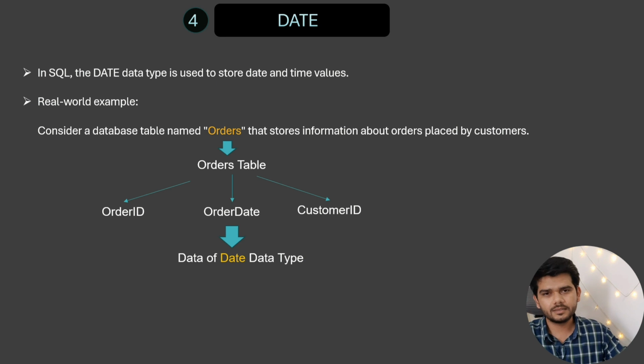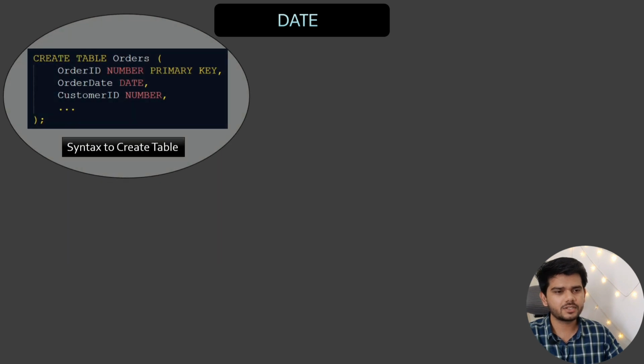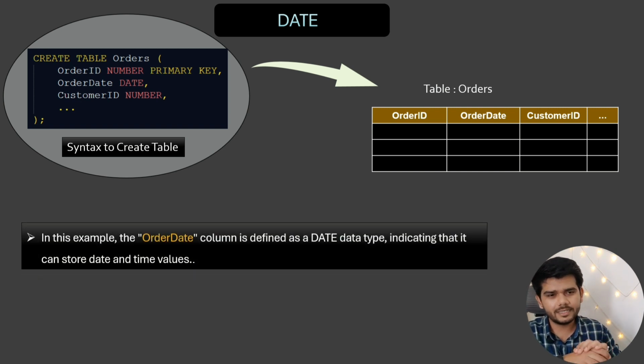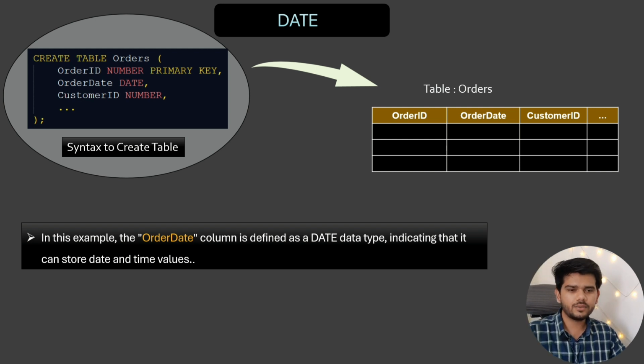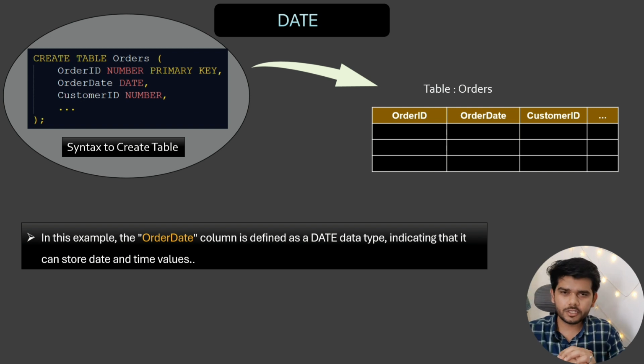each order was placed. First we'll create the orders table using this syntax, and after executing this syntax, we'll see the structure of this table is created like this. So let's understand the table creation syntax first. The order date column is defined as a date data type in this example, indicating that it can store date and time values. When inserting data into this table, the order date values represent specific dates and times.